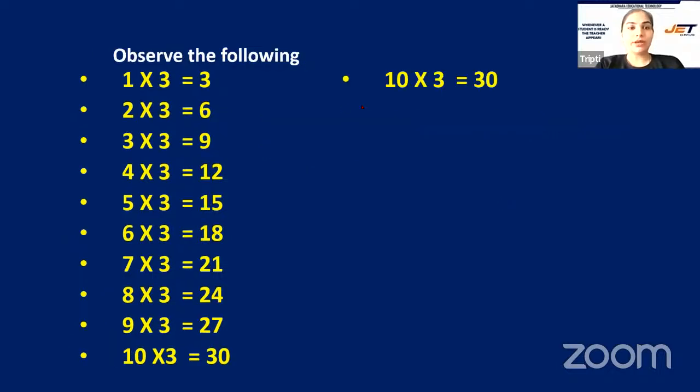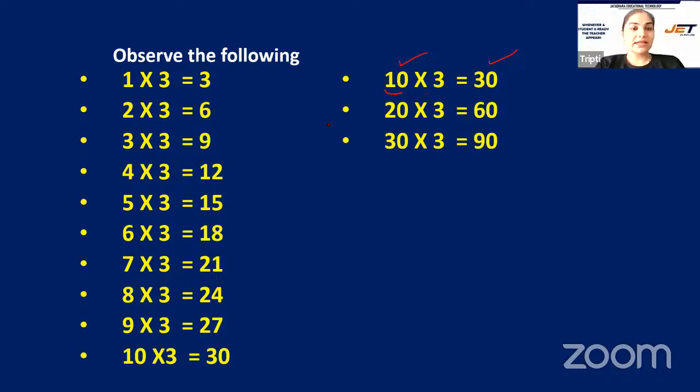Right? Now over here, 1 times 3 is 3. So 10 times 3. See, the difference in both is I have put an extra 0 here. So that's why it has become 30. Instead of 3, it has become 30 now. 20 times 3 is 60.